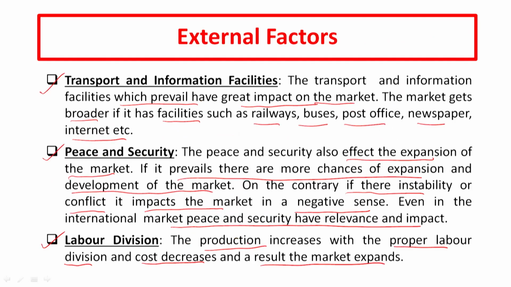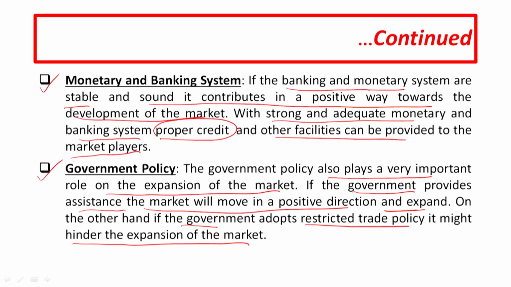So in these external factors, we have talked about 5 points. The first one being transport and information facility. I have already discussed peace and security, and labor division. Then I talked about two most important factors related to the monetary and banking system, and then the government policies. These are 5 external factors which directly have an impact on the expansion or contraction of the market.